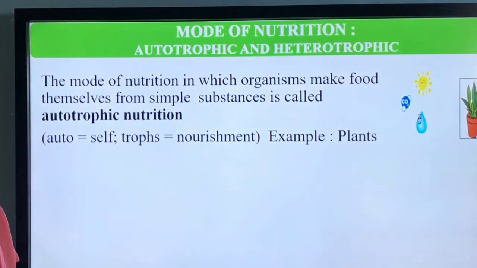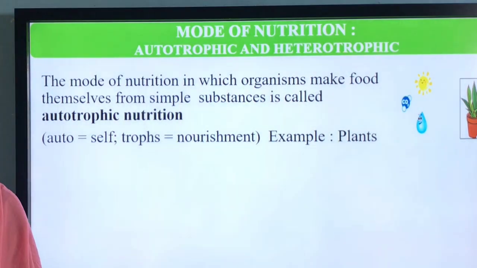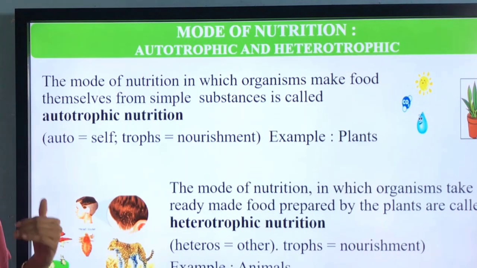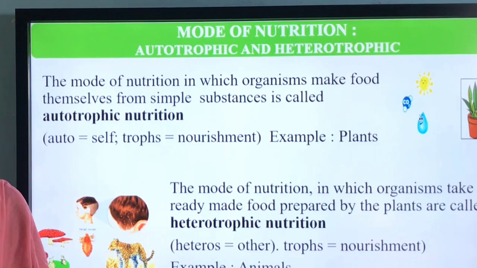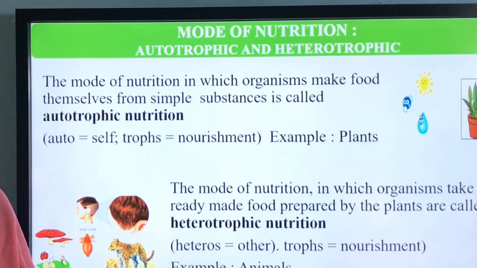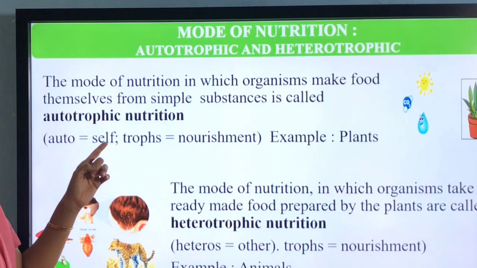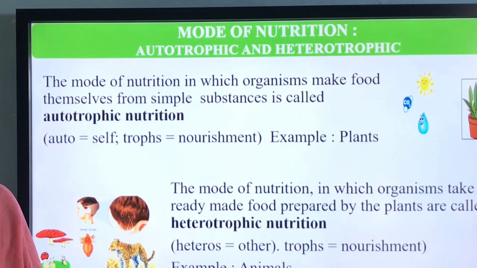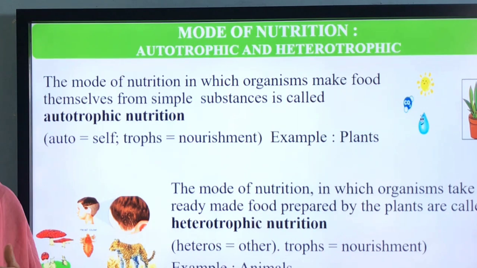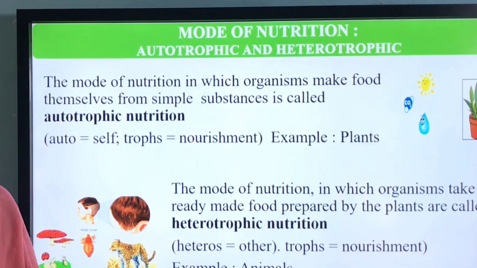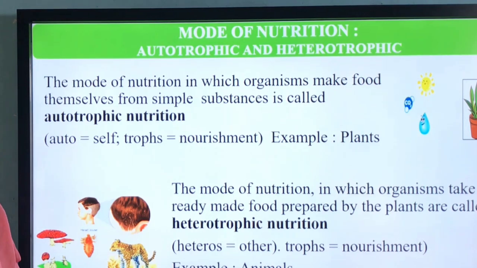The one is the autotrophic mode of nutrition and the second is the heterotrophic mode of nutrition. In autotrophs, the green plant prepares its own food from simple substances. Auto means self, troph means nourishment. Here the plant does photosynthesis and prepares its own food with the help of simple substances.